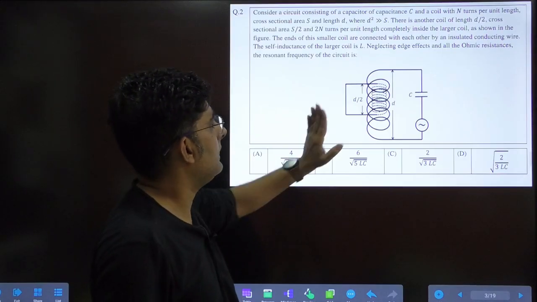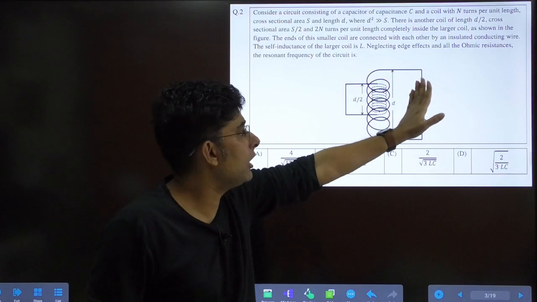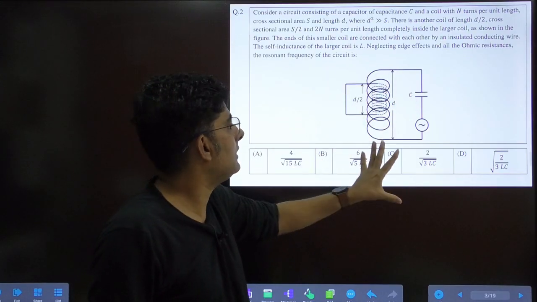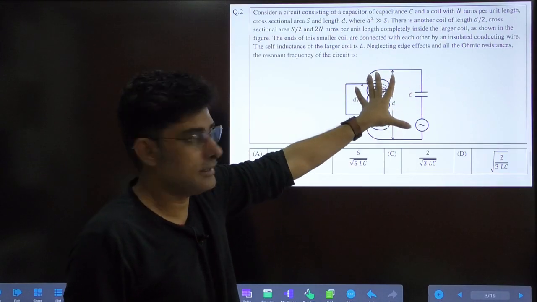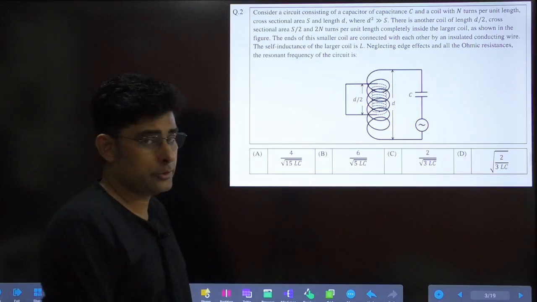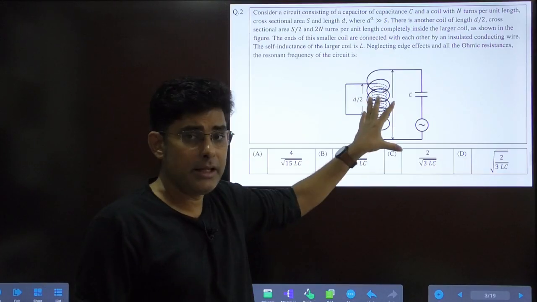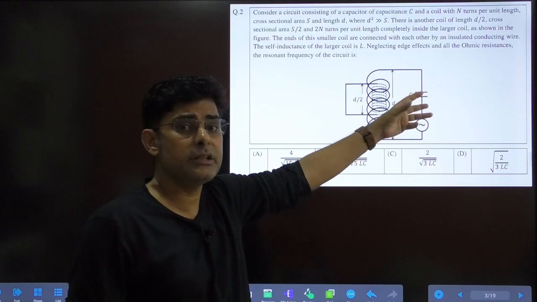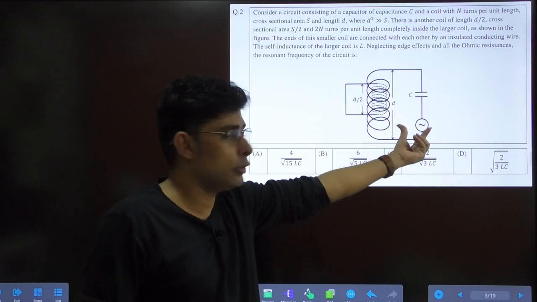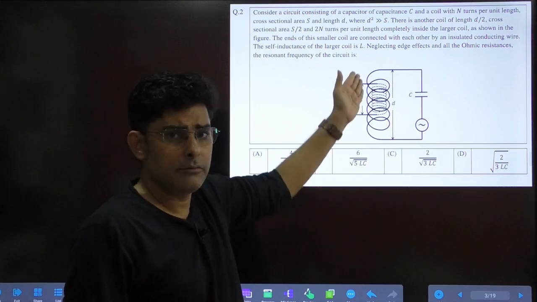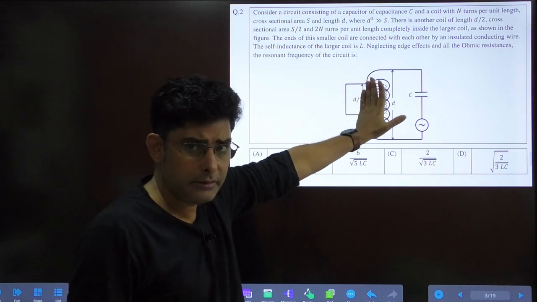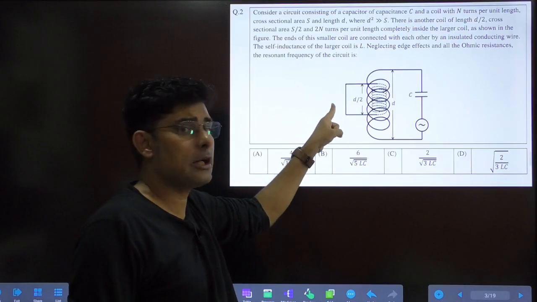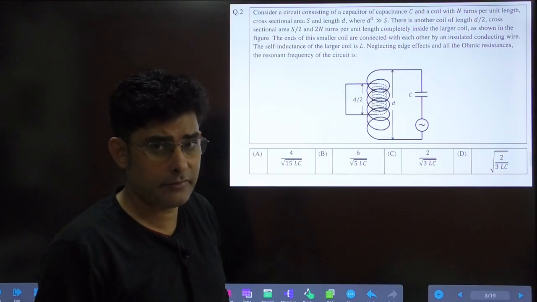So they are asking that if we neglect the edge effects and all the ohmic resistances, what will be the resonant frequency of the circuit? So they are asking about the resonant frequency of the outer circuit. So how to solve such questions? Well, since this coil is connected to a circuit which is having a time varying voltage source, obviously we can say that there will be self-inductance, and also since it is coupled with the inner coil, there will be mutual induction as well.